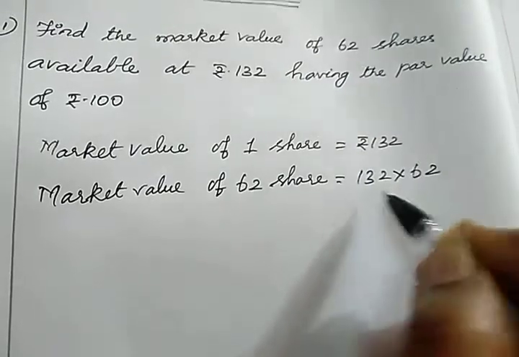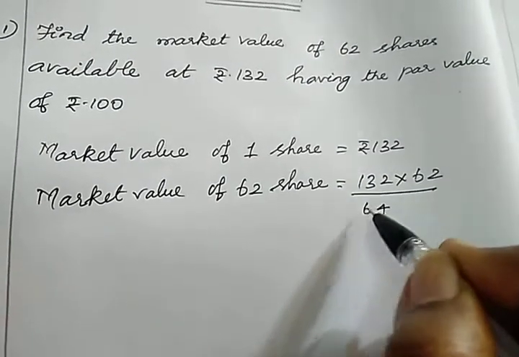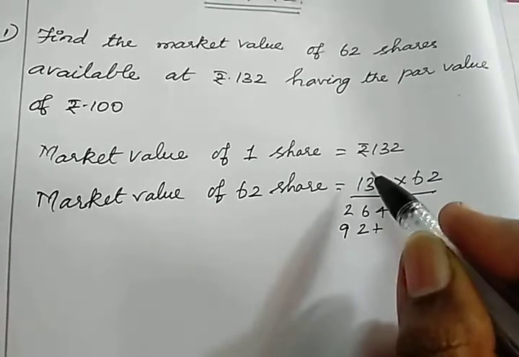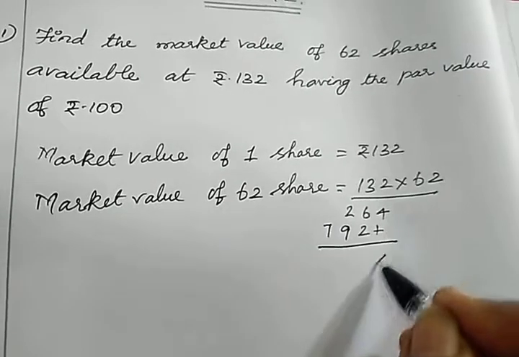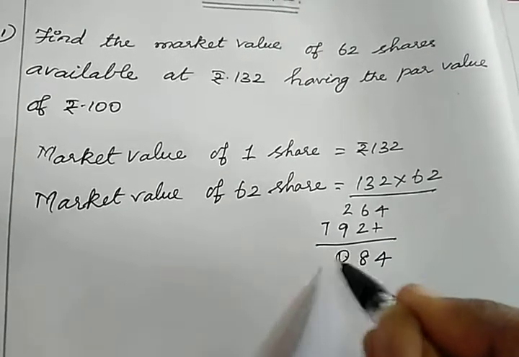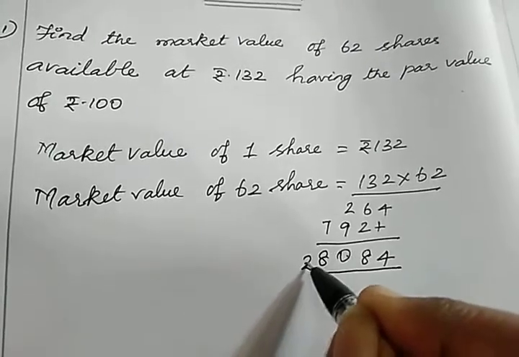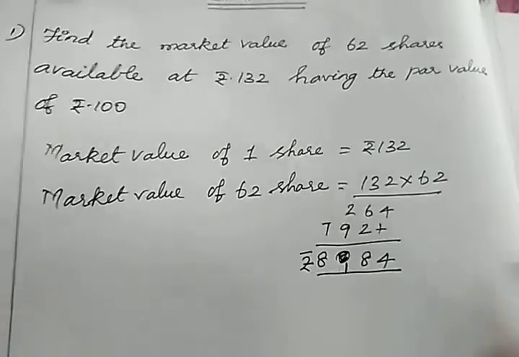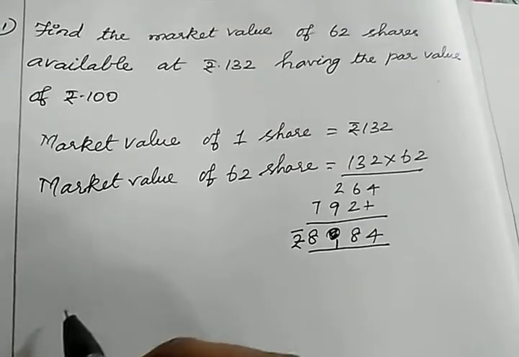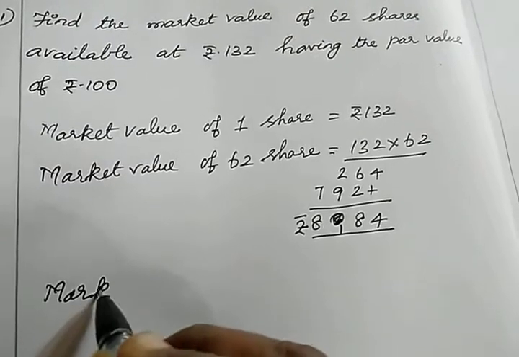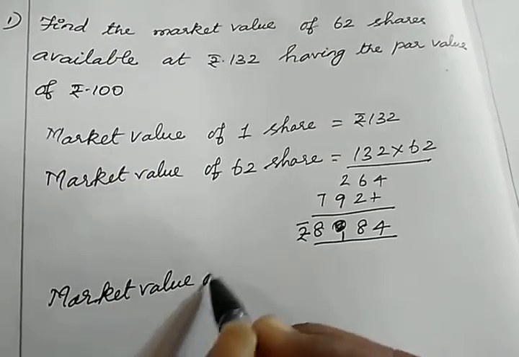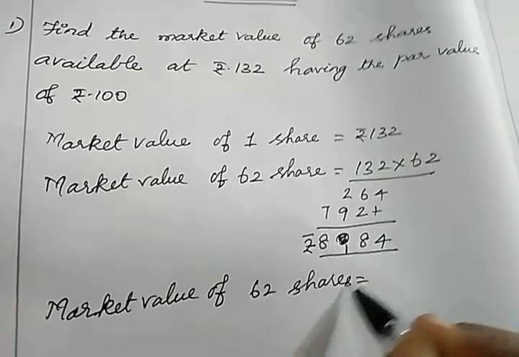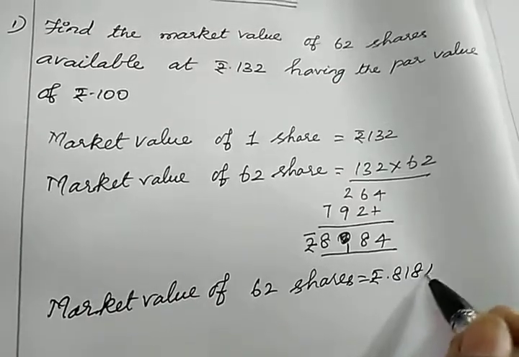132 into 62. 2 2s are 4, 3 2s are 6, 1 2 is 2, 6 2s are 12, 6 3s are 18, balance 1 is 19, 1 6 is 6, 6 plus 1 is 7. Now add it. 9, 10, 11. So what is the answer? 8,184. Market value of 62 shares equals rupees 8,184.